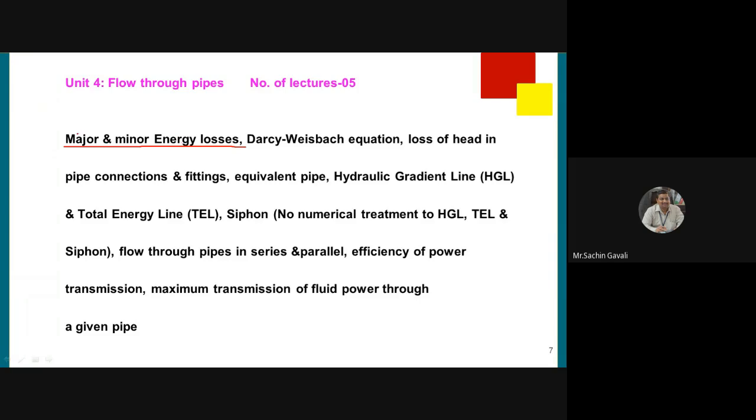These losses are categorized into 2 categories: one is major losses and another is minor losses. Then there is one equation, the Darcy-Weisbach equation, which is related to major loss. Afterwards we have different losses, that is loss of head in pipe connections and fittings, minor losses, equivalent pipe, and hydraulic gradient line and total energy line, one concept. And siphon, and then flow through pipes in series and parallel, and then efficiency of power transmission. So these are going to be our syllabus.